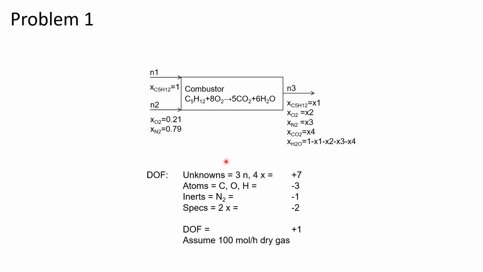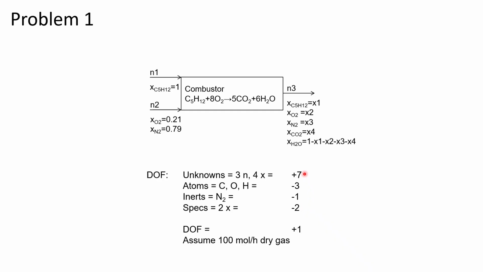Let's count the number of inerts. The number of inerts is just 1. We have nitrogen. It does not participate in the reaction. And we can write an independent molecular species balance for it. So we have a -1 for that inert being present. And we do have those 2 additional specs that I mentioned. We have a composition of pentane and a composition of CO2 that have been given.